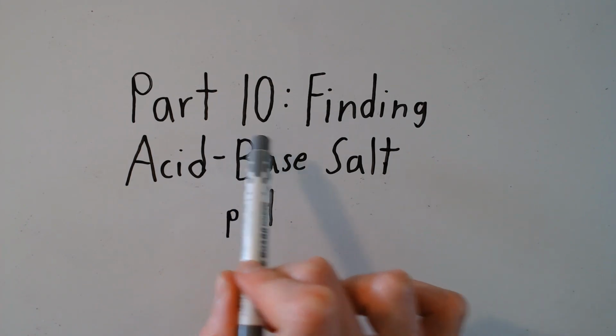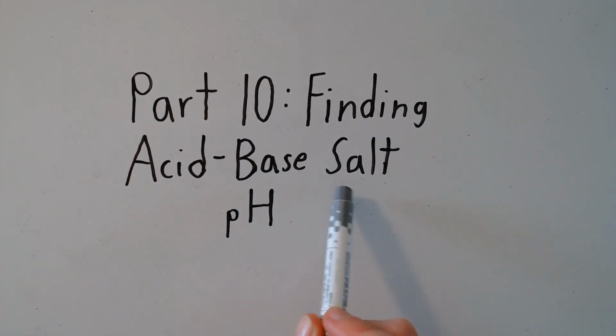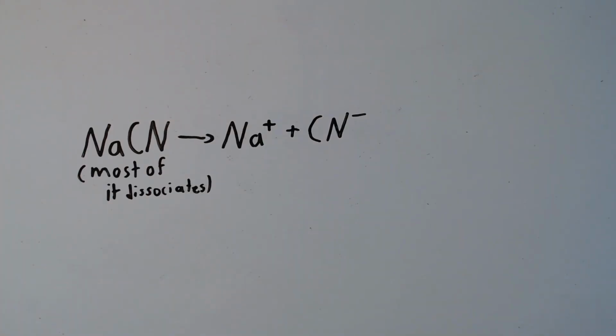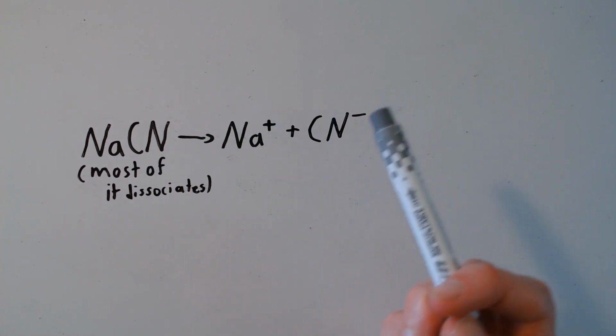Part 10. Finding acid-base salt pH. Now that we know how to determine whether a salt is acidic or basic, we need to know how to determine the pH, or how acidic or basic the salt is. Well, at least a number that corresponds to this.